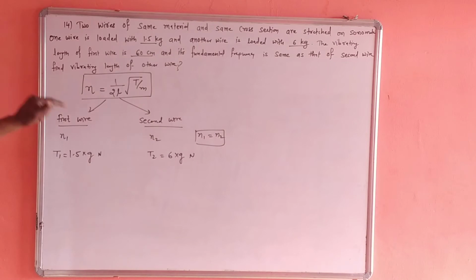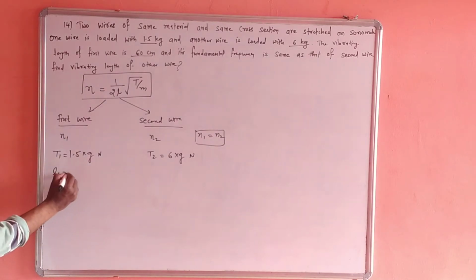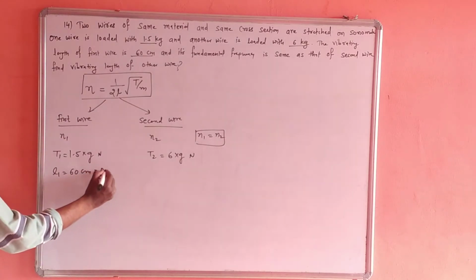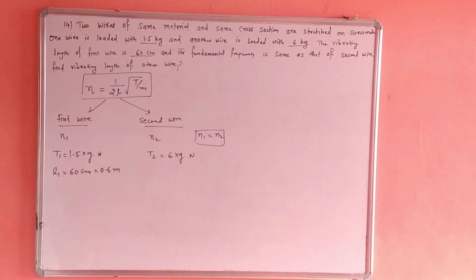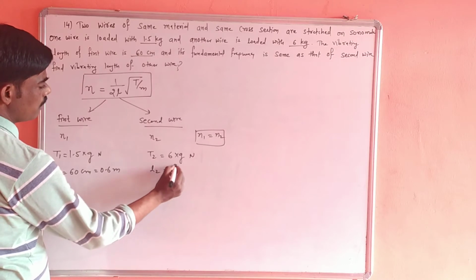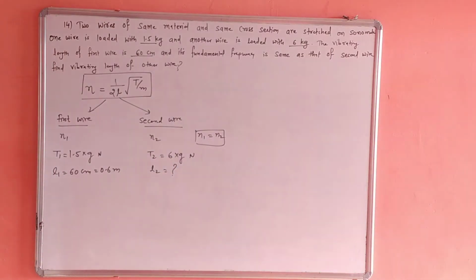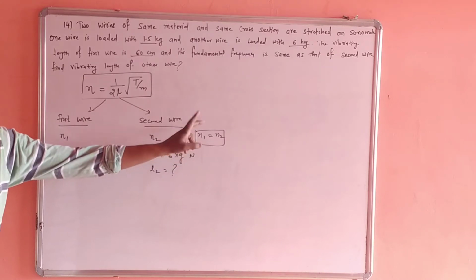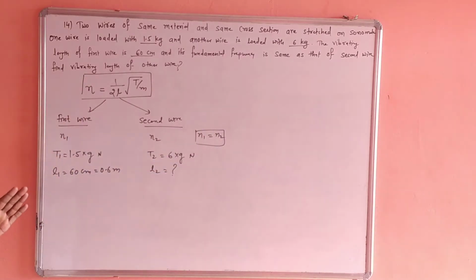Then the vibrating length of first wire, 60 centimeter, means it becomes 0.6 meter, and the vibrating length of second wire we have to find out. So this condition is given to you. First frequency of vibration is exactly equal to second frequency of vibration.